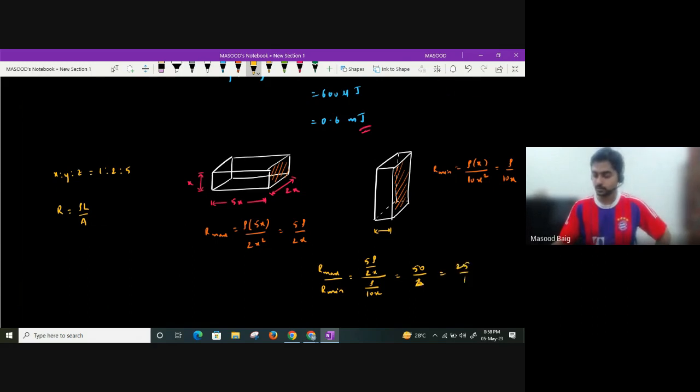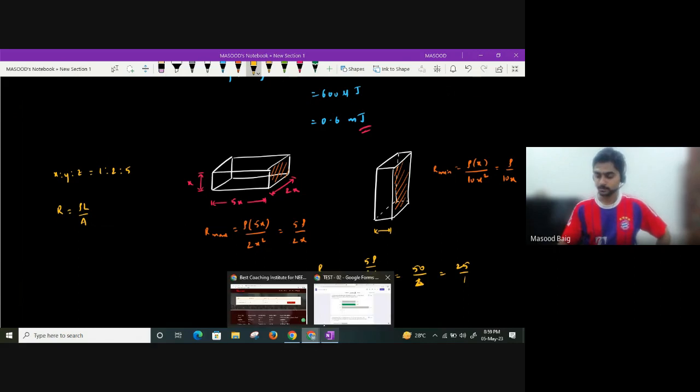I hope you understood how to align it. In order to obtain maximum resistance, I need maximum length, minimum area. In order to obtain minimum resistance, I need minimum length and maximum area. So if you place the cuboid in this manner, you will obtain maximum resistance. If you place the cuboid in this manner, you will obtain minimum resistance.